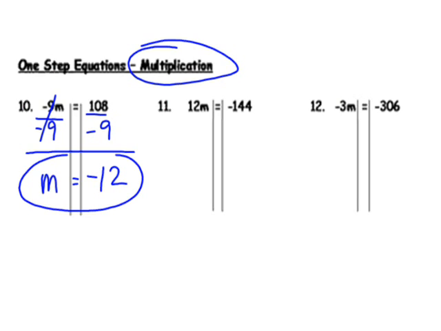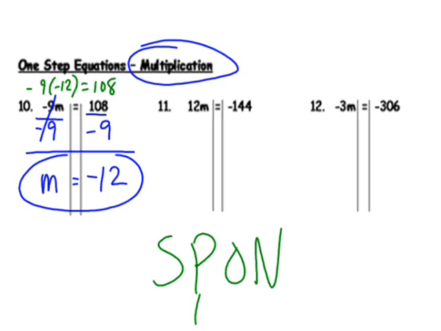Let's double check that. Is negative 9 times negative 12 a positive 108? And it is. Remember, SPOWN: same signs positive, opposite signs negative. So the signs here are the same. They're both negative, and we ended up with a positive 108.